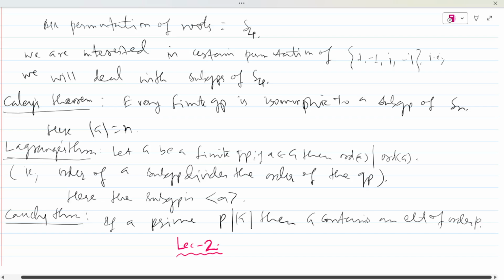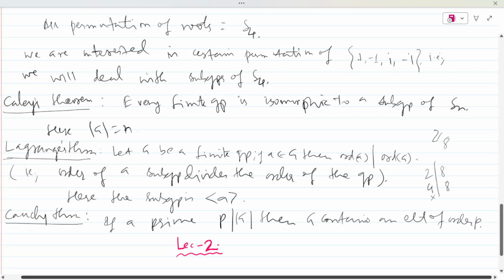After that, Cauchy's theorem: if a prime p divides the order of G, then G contains an element of order p. That is, suppose Z8: 2 divides 8, then Z8 must contain an element of order 2. But 4 divides 8, and 4 is not a prime, as everyone knows. So it is not necessary that Z8 has an element of order 4.